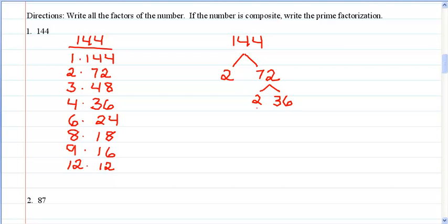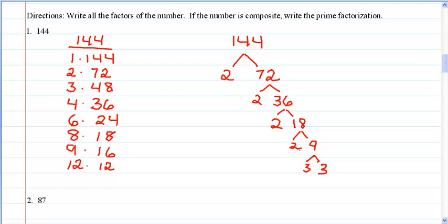So I broke up 72 into 2 and 36. Again, prime number on the left, composite number on the right. And then I break up 36, 2 and 18. 18 is 2 times 9. And 9 is 3 times 3.